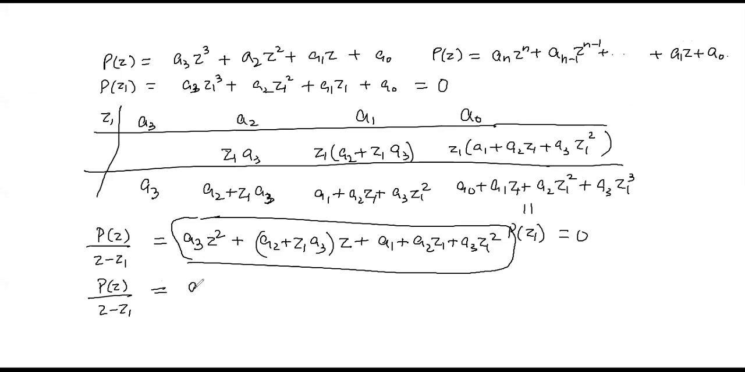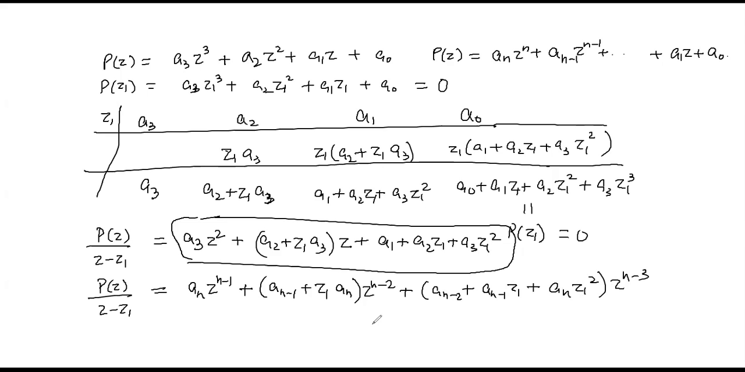अब यहाँ पे आना चाहिए an, right? क्योंकि यहाँ a3 an की जगह है, और I should get here z raised power n minus 1, क्योंकि यहाँ n है, यहाँ 3 है या 2 है, right? Then how about this? This should be now a n minus 1, right? Plus z1 into an multiplied by z raised power n minus 2. फिर इसी तरह से जाना चाहिए a n minus 2 plus z1, या चलो मैं लिखता हूँ a n minus 1 into z1 plus an into z1 square into z raised power n minus 3 plus so on and so forth.